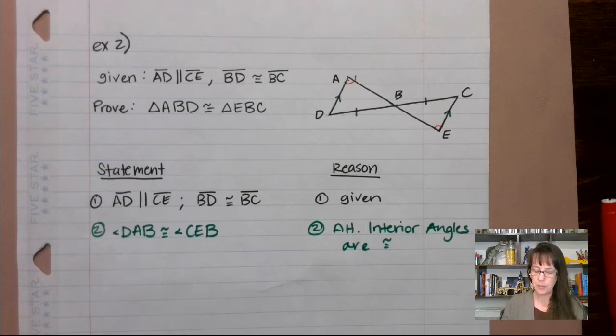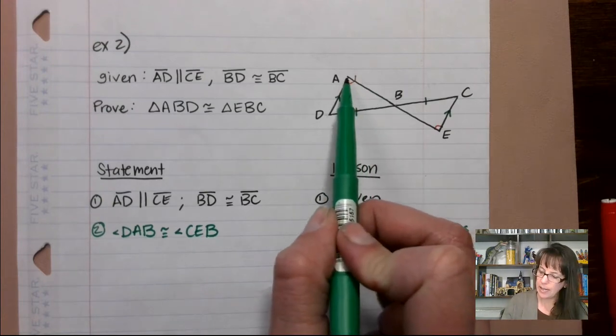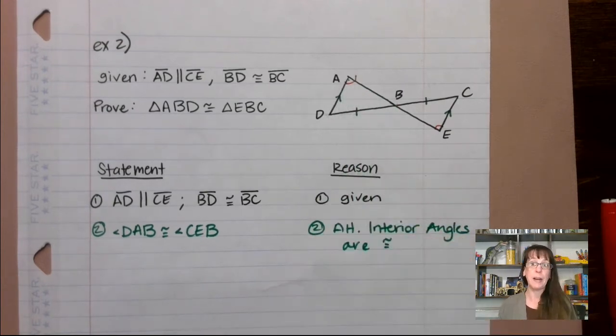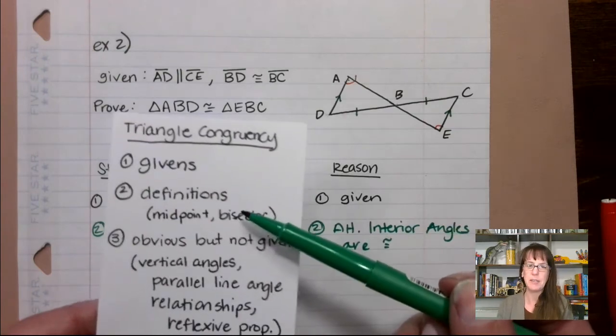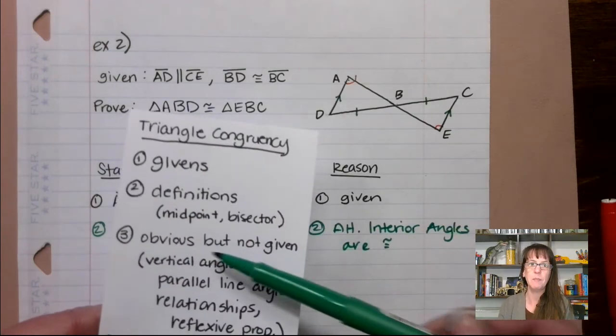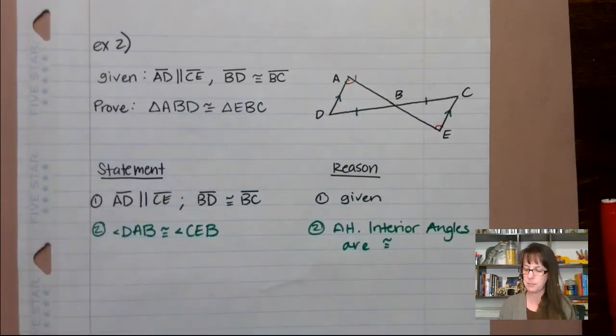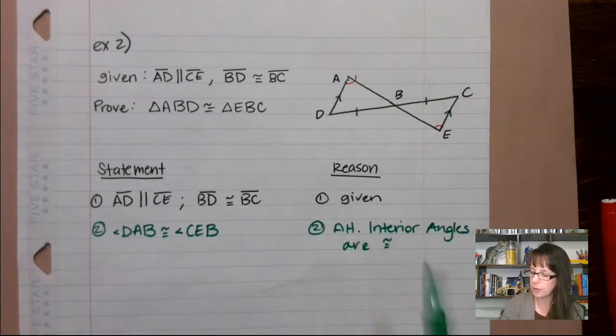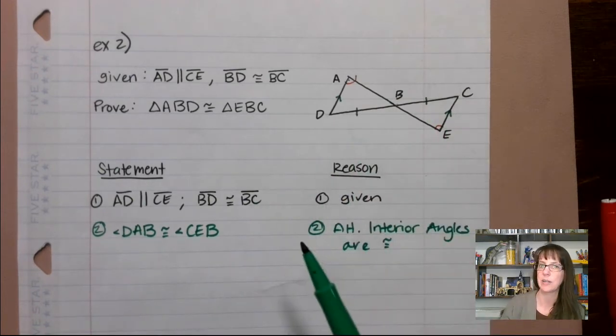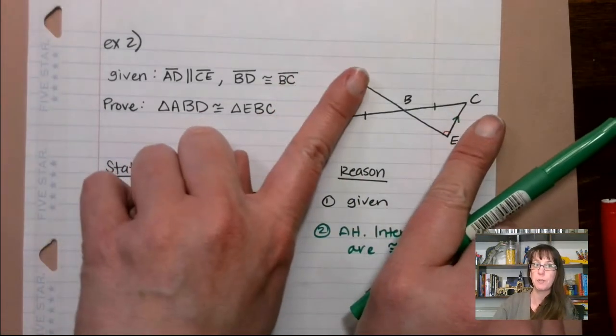Another thing that we could do is say angle AB. Actually, let me back up, right? So we did our givens. We didn't have any definitions. I didn't see midpoint or bisector, but our obvious but not givens are reflexive property, vertical angles, and parallel line relationships. So we've done one of the parallel line relationships. There's also another one because DC is a transversal across those same 2 parallel lines.